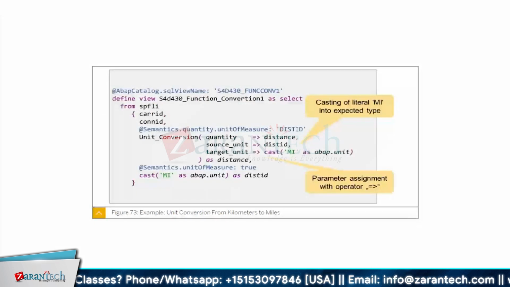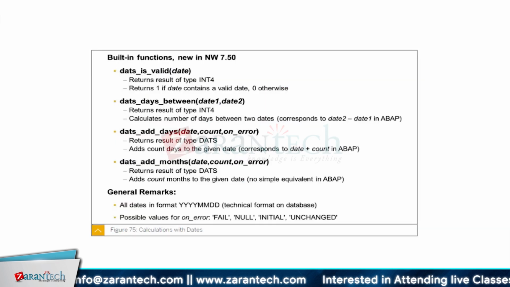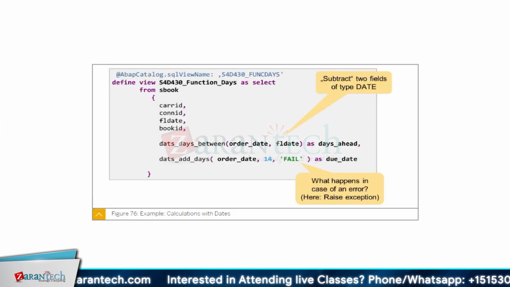Unit conversions, currency conversions also we can do. There are separate functions for that. Unit_conversion, we'll see that with some example. Currency_conversion is another function available for converting the currency data from one currency to another currency. And also date functions: dats_days_between, adding days, adding months, changing the formats. So days between, if we give two dates, automatically the difference will come, higher date minus lower date. Days you can add, etc.